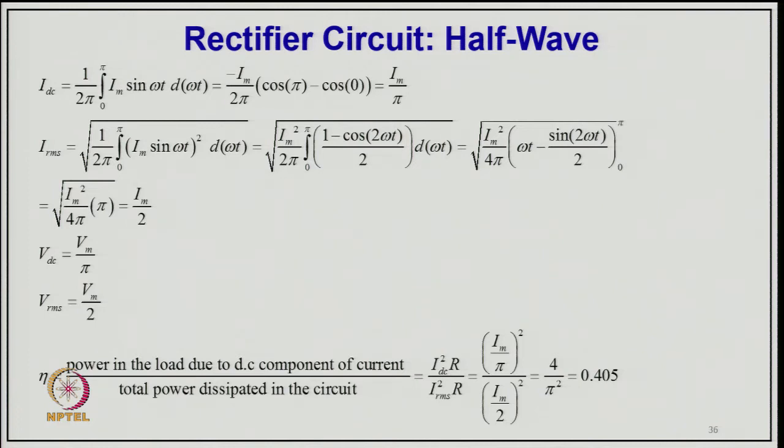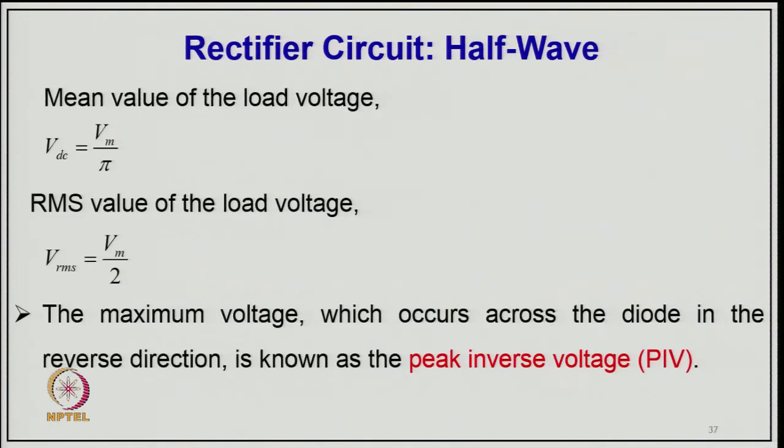And we can calculate the efficiency of rectification, which is the power in the load due to the DC component divided by the total dissipated power in the circuit. So this is I_dc squared R divided by I_rms squared R. This becomes (I_m upon pi) squared divided by (I_m by 2) squared, so it becomes 4 upon pi squared, which is equal to 0.405. So the mean value of the load voltage will be V_dc equals V_m upon pi for half wave rectification, and the RMS voltage will be V_rms equal to V_m by 2.